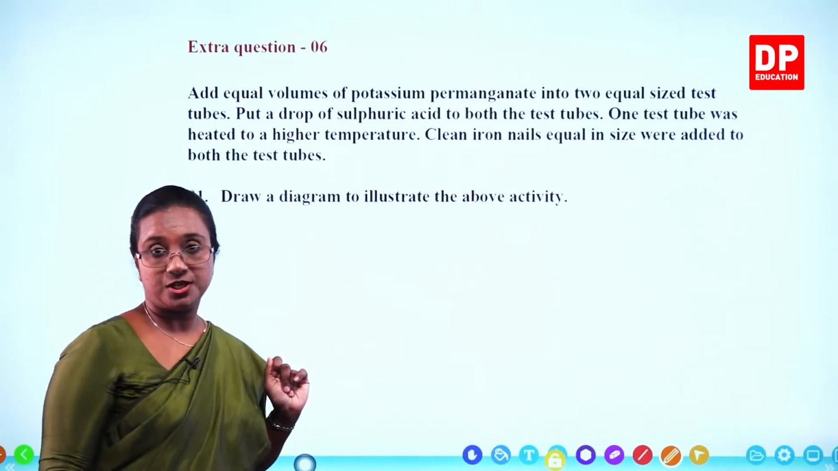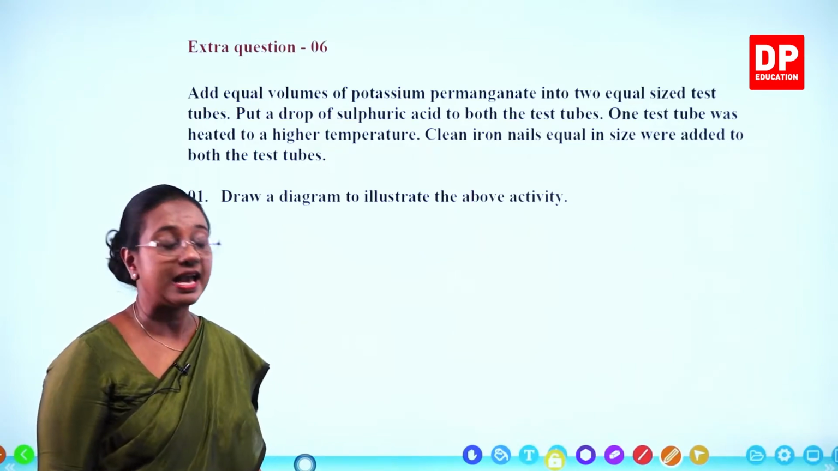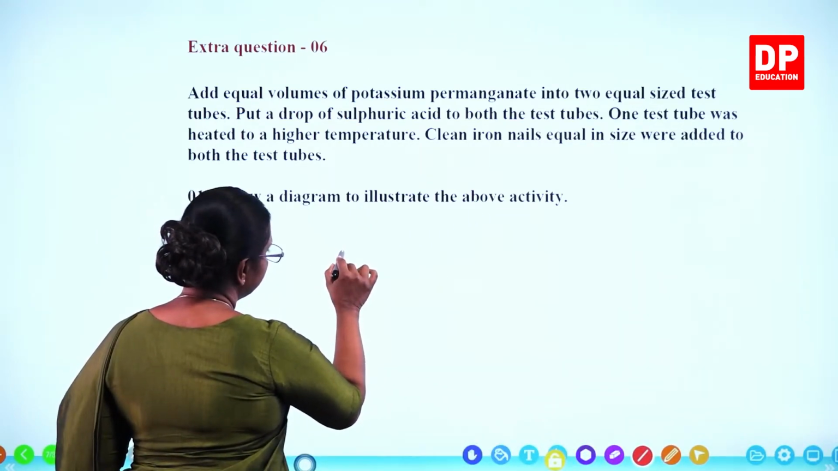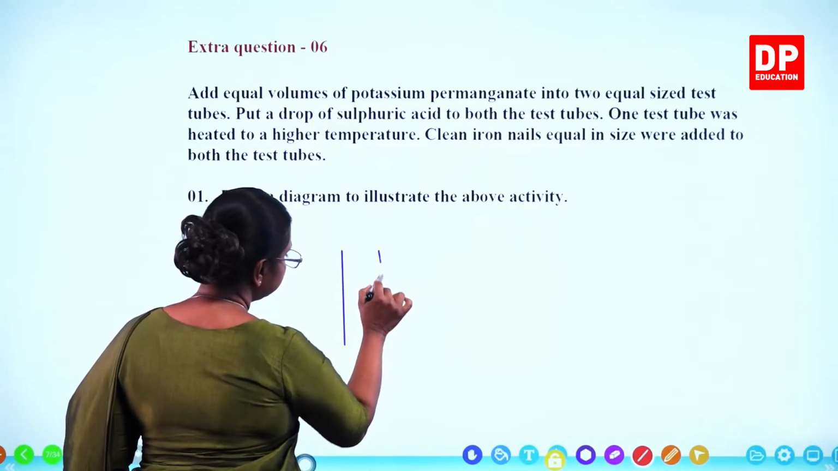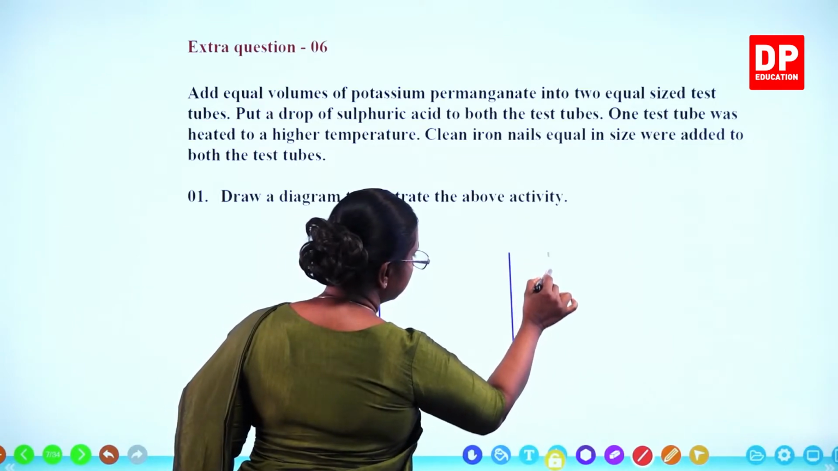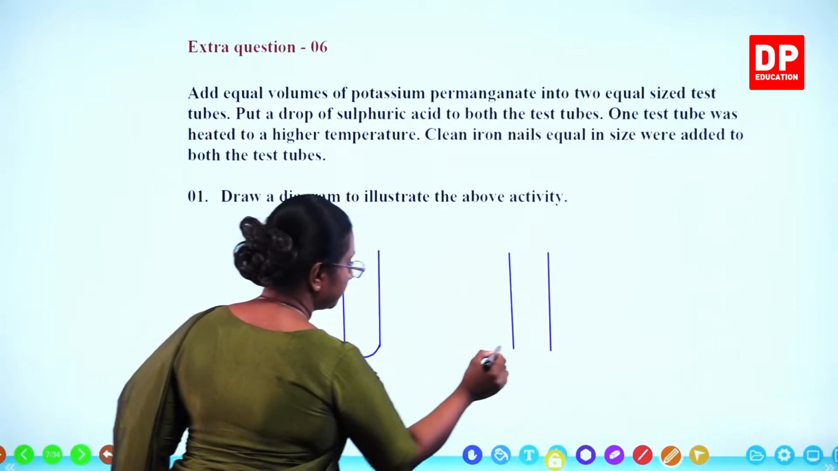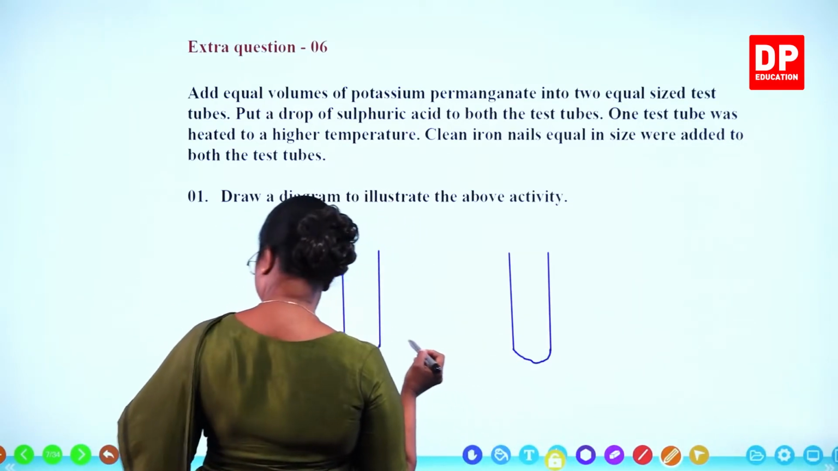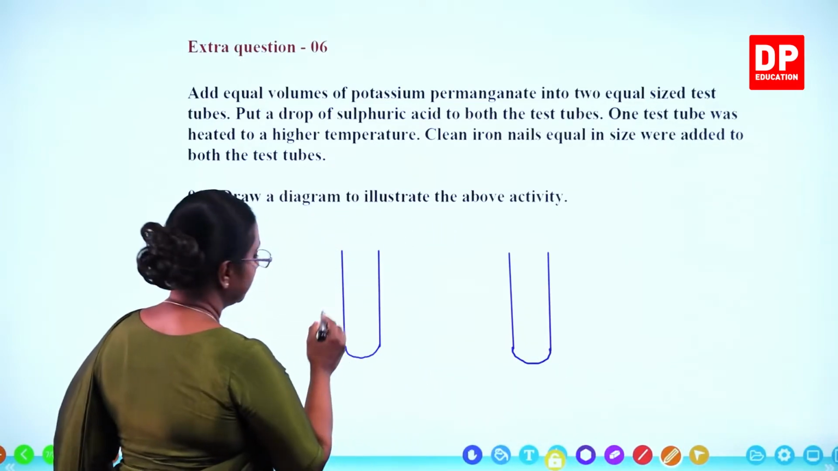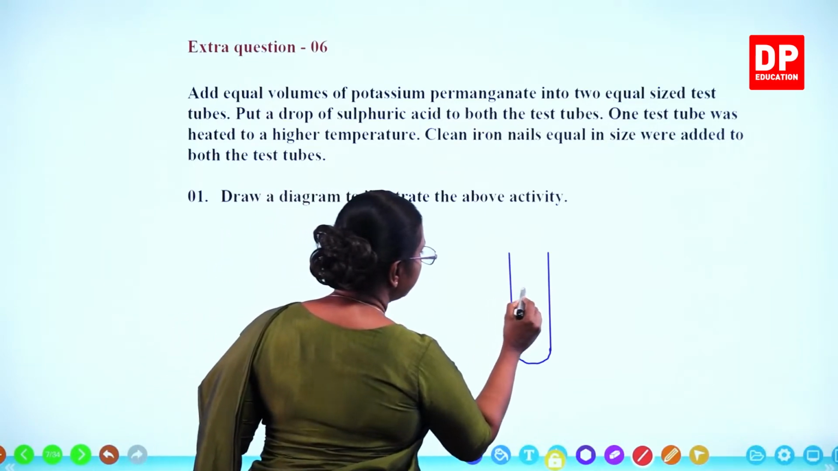And the first question. Draw a diagram to illustrate the above activity. So, you need to draw a diagram. You need to show 2 test tubes. We'll draw the 2 test tubes. Then you need to have equal volumes there.